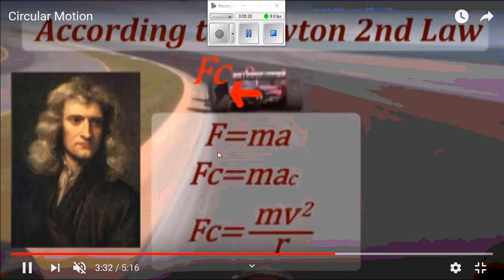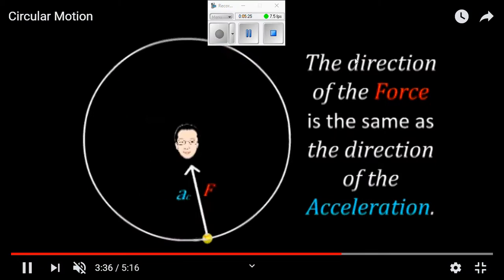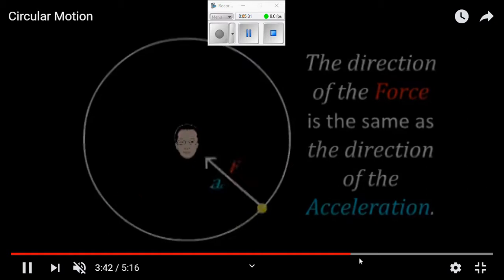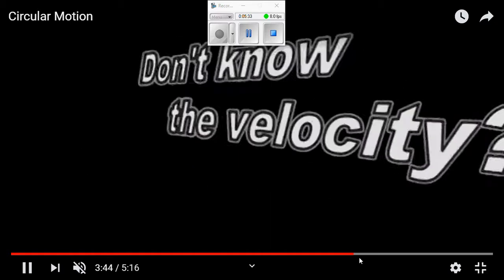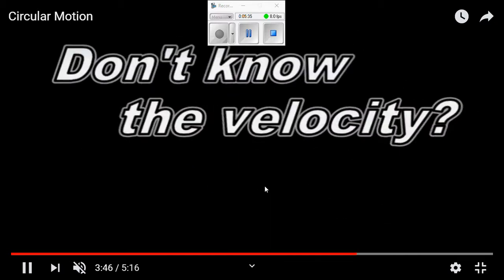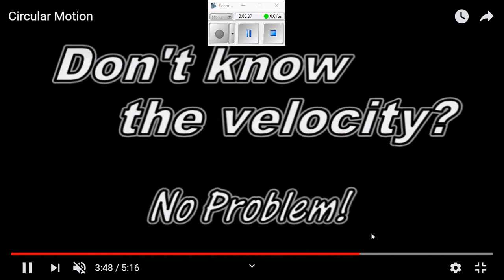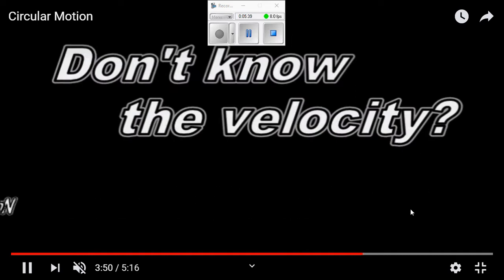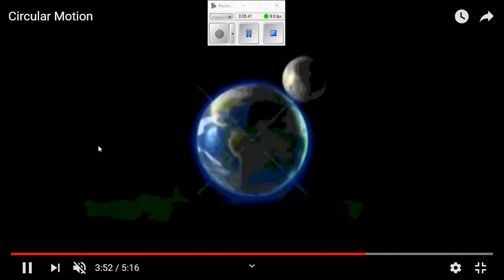Continuing on, the video comes to Newton's second law. We're just going to replace F with FC, which means centripetal force, and a with centripetal acceleration. The direction of the force is the same as the direction of the acceleration. Gone through that already. And if you don't know the velocity, then we have a way to calculate that. So, okay, let's stop it here.